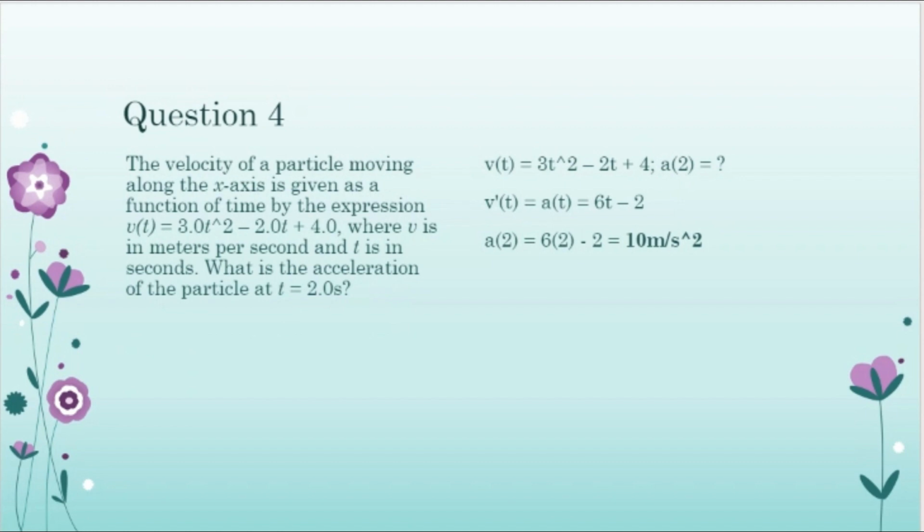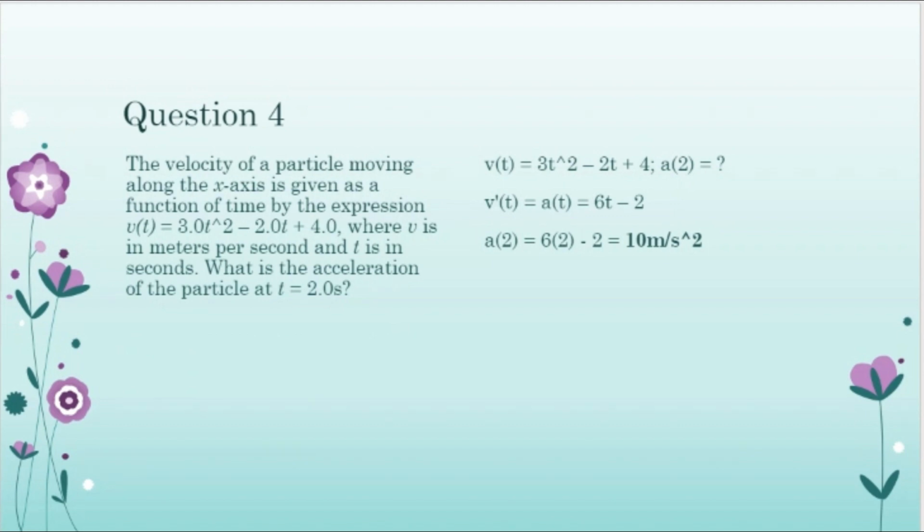Similarly to the first one, we're given a velocity equation and asked to find the acceleration of the particle at a given time. So the first thing you're going to do is take the first derivative of the velocity equation. Using the power rule, you get that v'(t), or a(t), is equal to 6t - 2. And subbing in 2 for our t value, you get 6 times 2 minus 2, which is equal to 10 meters per second squared.